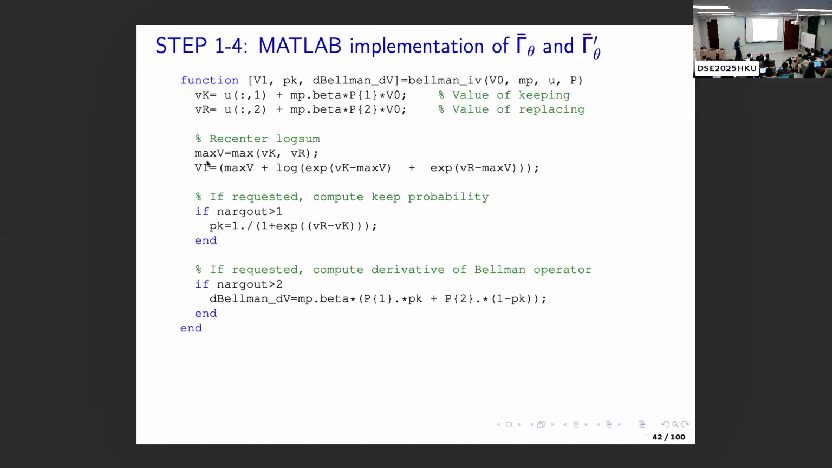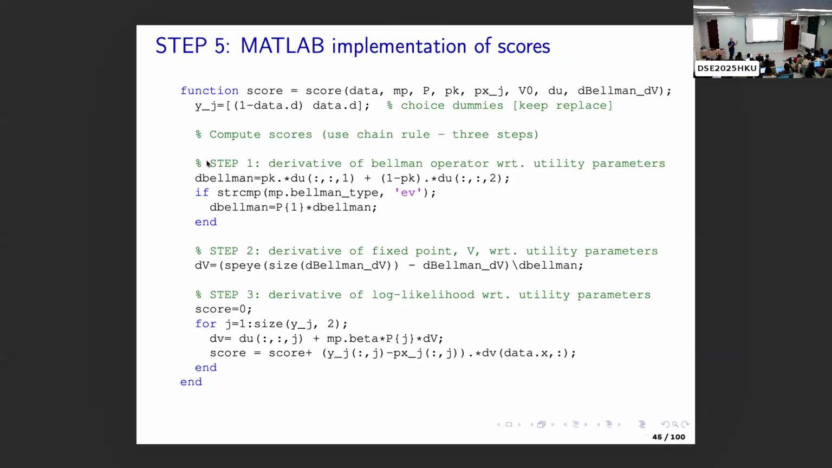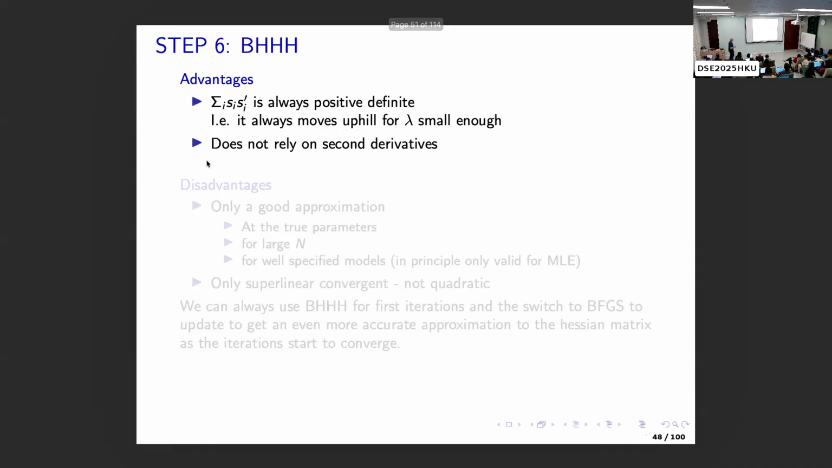Okay, so here it is. Here's my MATLAB implementation: value of the function, the value of keeping, the value of replacing. Remember to do the recentering of the log-sum. And then if I want to calculate the derivative of the Bellman operator, I just take beta, the discount factor, times these transition matrices times the CCPs. This is the probability of keeping, and this is the probability of replacing, 1 minus the probability of keeping. So pretty easy. And then you can go on and calculate more derivatives using implicit function theorems and whatnot.